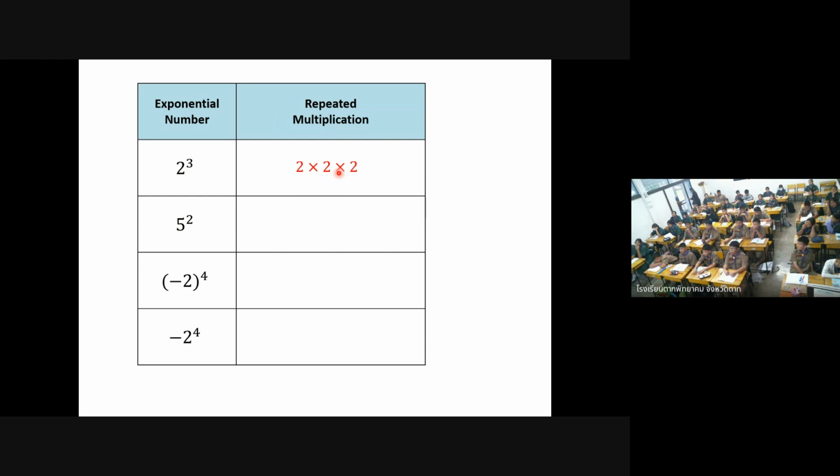Okay, 2 times 2 times 2. How about this one? 5 to the power of 2 as repeated multiplication? 5 times 5. How about this one? Negative 2 to the power of 4. What is this as a repeated multiplication?